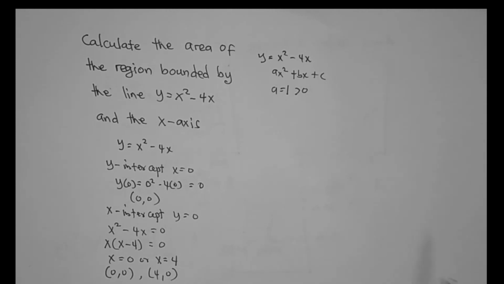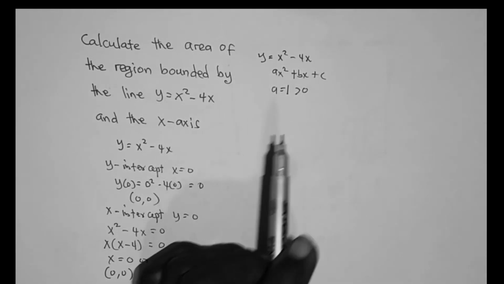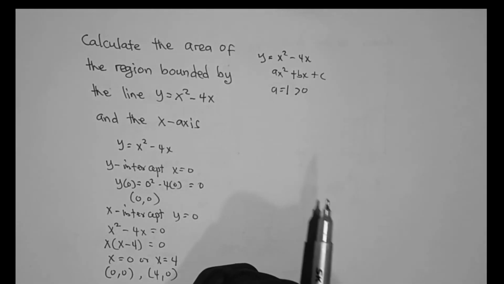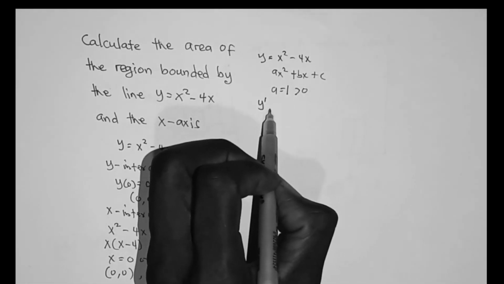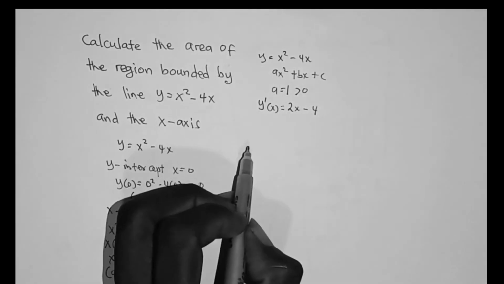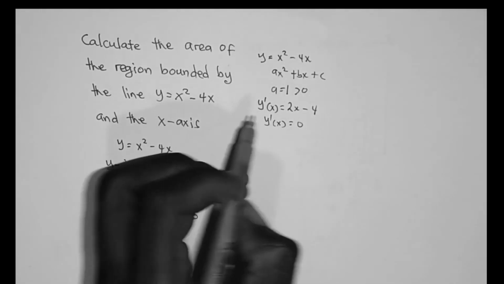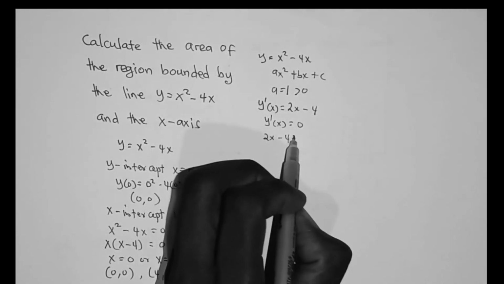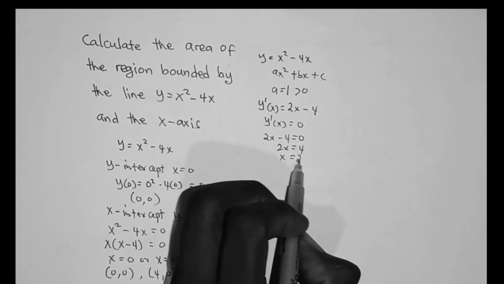So now the next thing we are supposed to find is the minimum point, and we can find the minimum point by first finding the value of x for which the minimum point occurs, and that will be to find y prime. y prime of x is equal to 2x minus 4. So the minimum point will occur where y prime of x is equal to 0. So 2x minus 4 is equal to 0. So 2x is equal to 4, and therefore x is equal to 2.